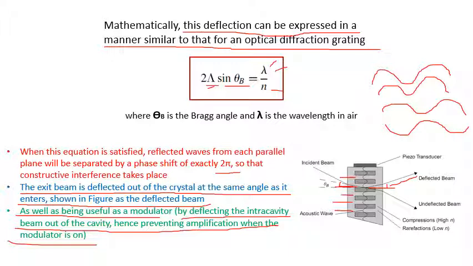There is one beam which is undeflected, and one beam which is deflected. If you want to capture the undeflected one, it will go out of the cavity, and this will be amplified. Or if you want to use this one, you can also take it out of the cavity. It depends.